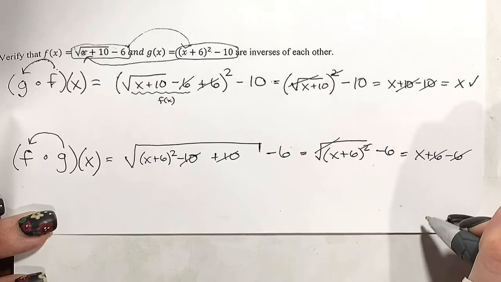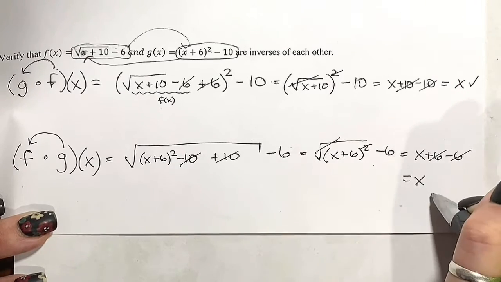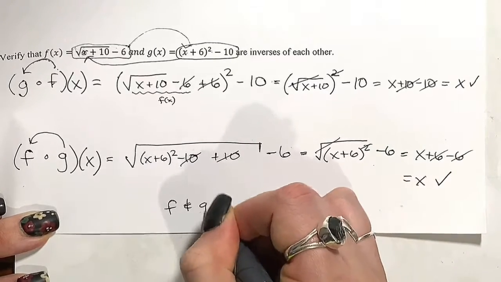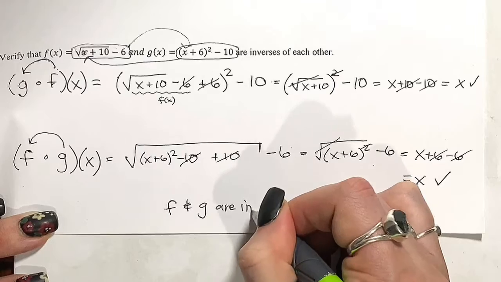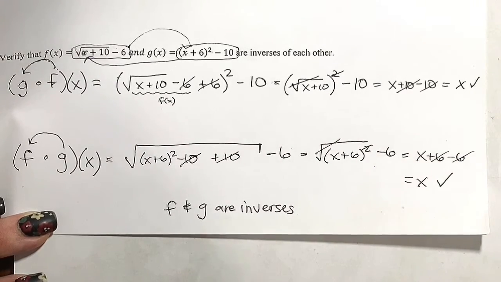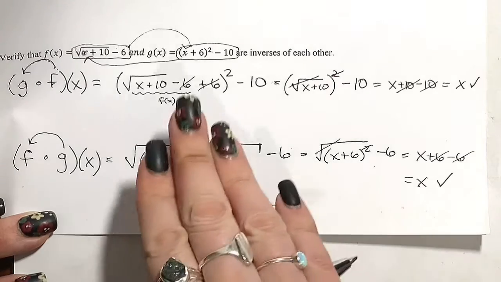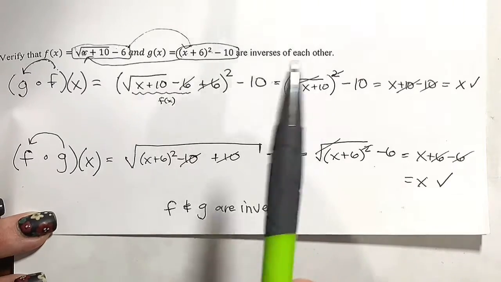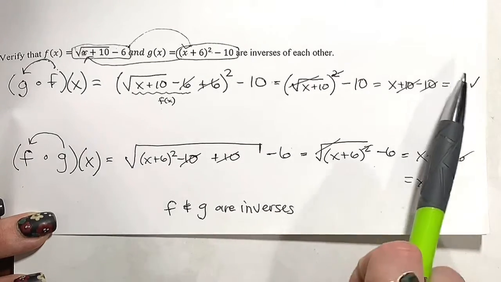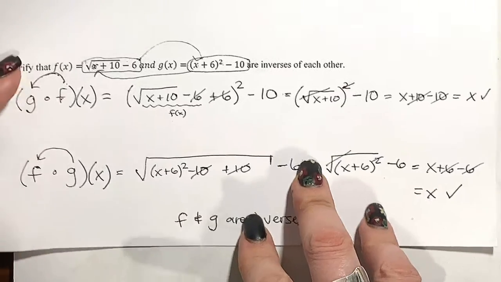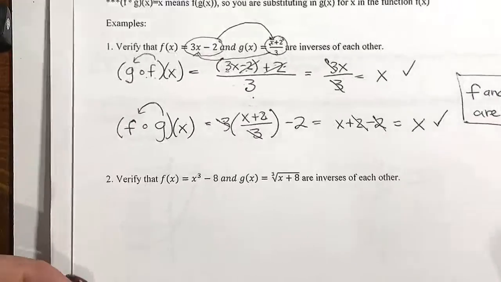So now the 6's cancel, and we get the x back. And so we're good. So we would say that f and g are inverses. Essentially what you're doing here is a proof. And in math, proofs are very, very particular. You have to show every little step in order to actually prove something. I know it gets kind of annoying to write all of these little steps down, but you have to do it in order to show that it's proven. So that is how that will work. Again, I know it's redundant, but you have to go through those little steps.